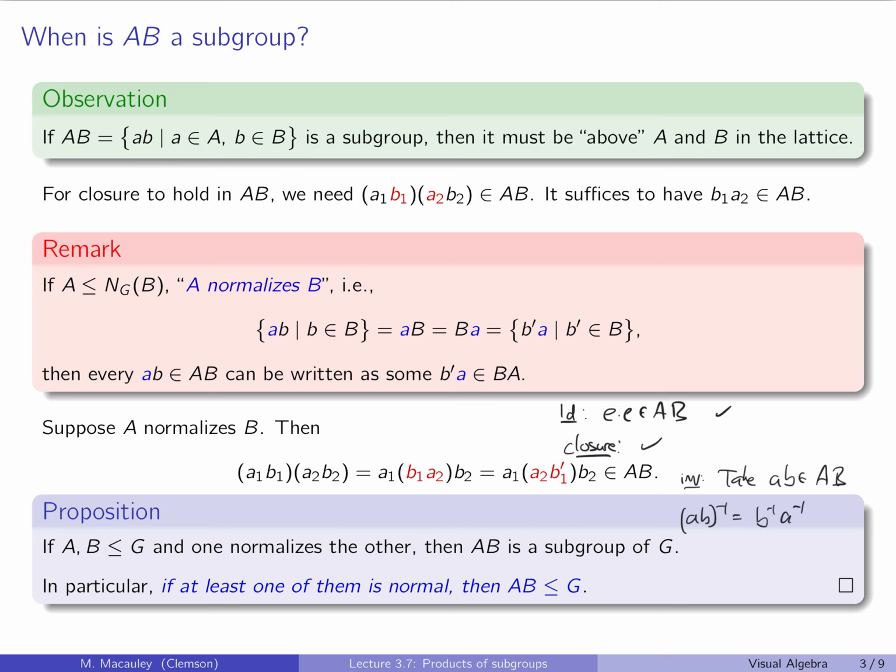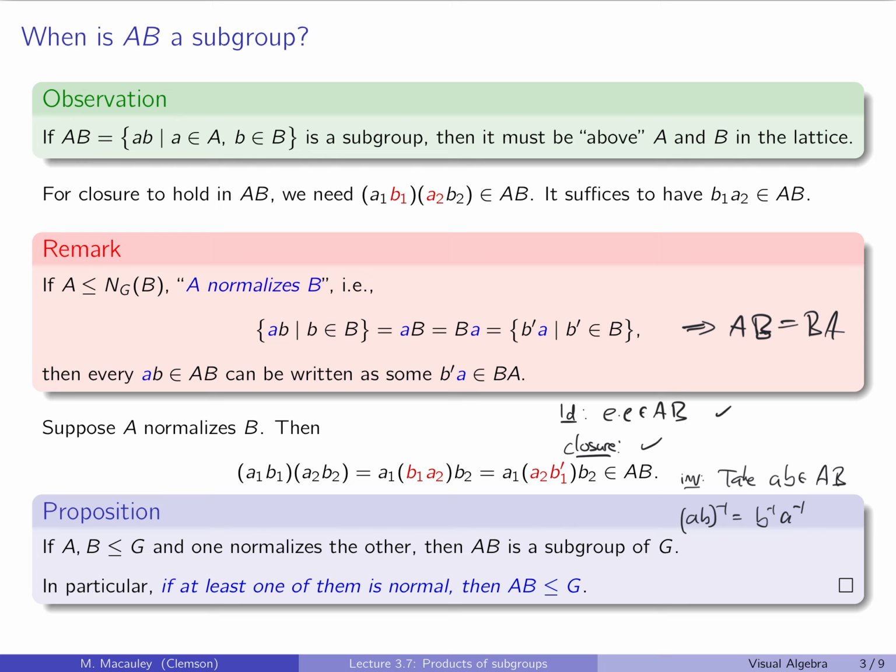And, well, by this argument up here, everything that we can write as something in A times something in B is something in B times something in A. In other words, if this holds, then AB equals BA as sets. And, well, if BA contains the inverse of this, then so does AB because they're the same.